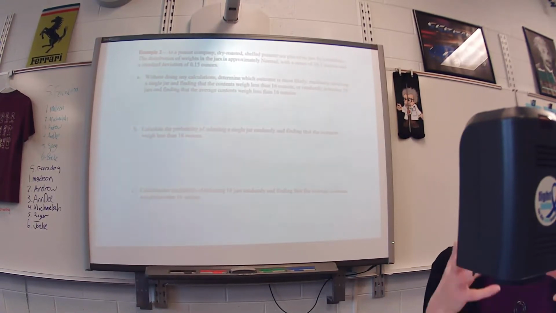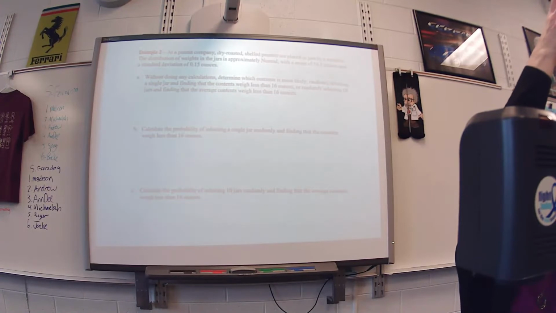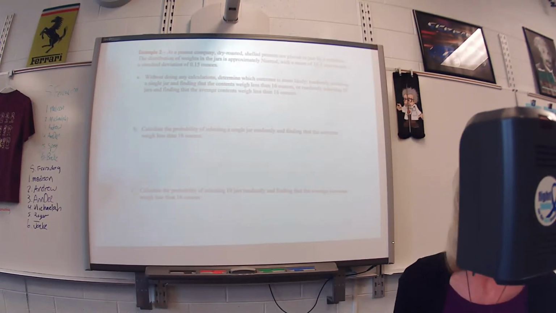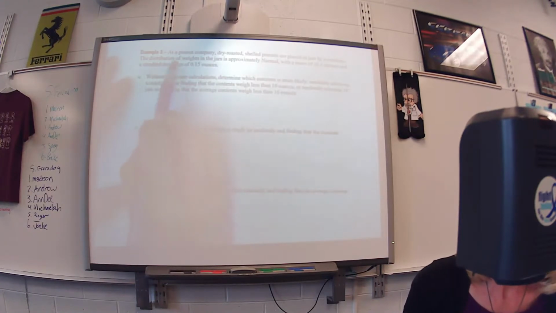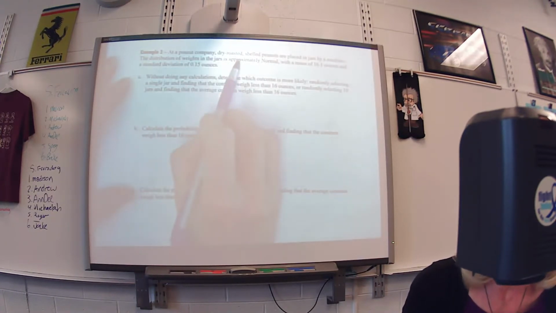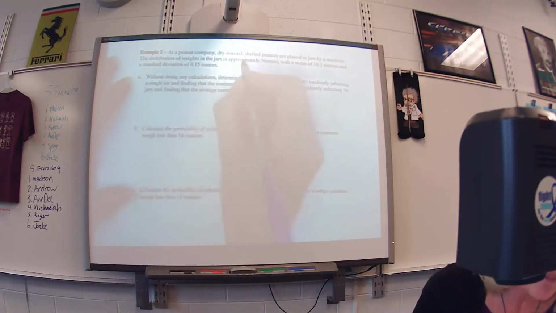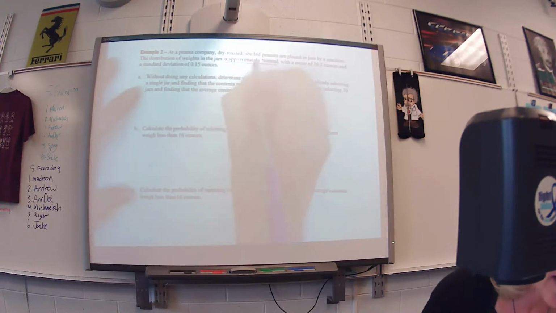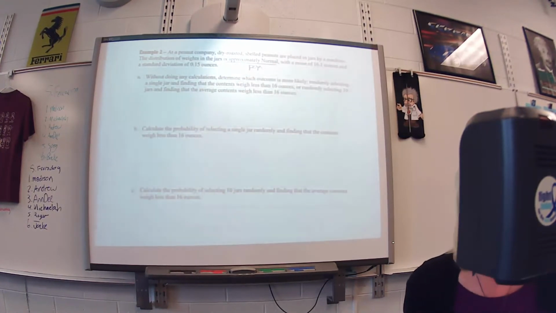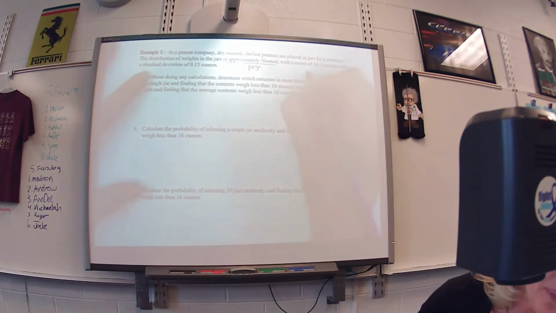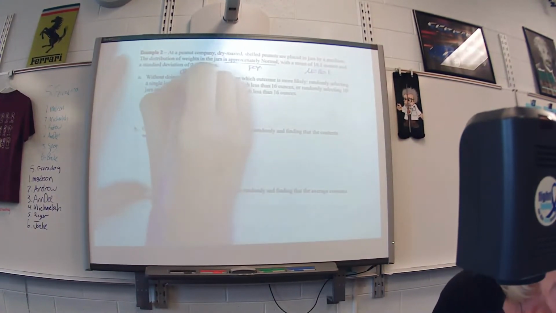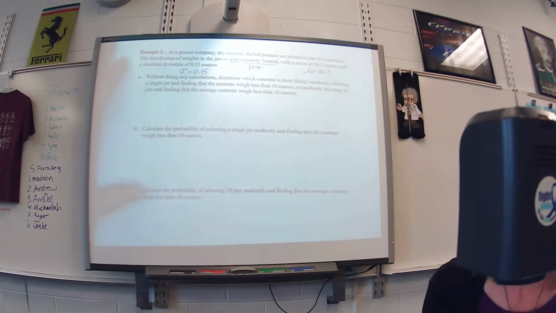All right, at a peanut company, dry roasted shelled peanuts are placed in jars by a machine. You can kind of picture that going through the assembly line, and some machine is going and just spitting out the peanuts into a jar. Now, the distribution of weights in the jars is approximately normal. All right, that's our population. They are telling us right there, the population is approximately normal. The mean is 16.1 ounces in the population, and our sigma is 0.15 ounces in the population.